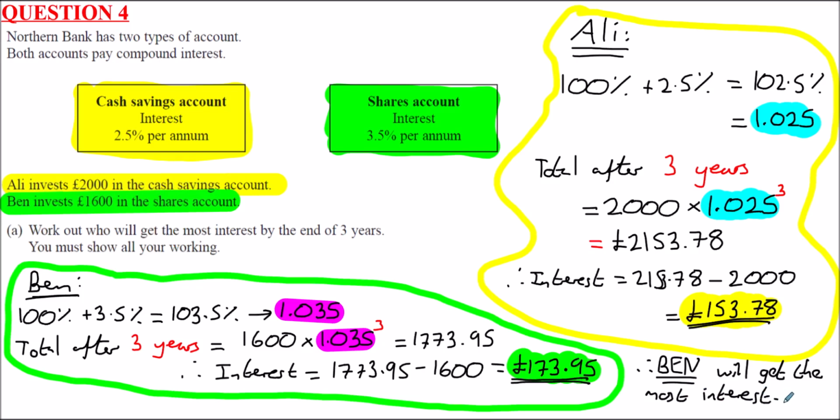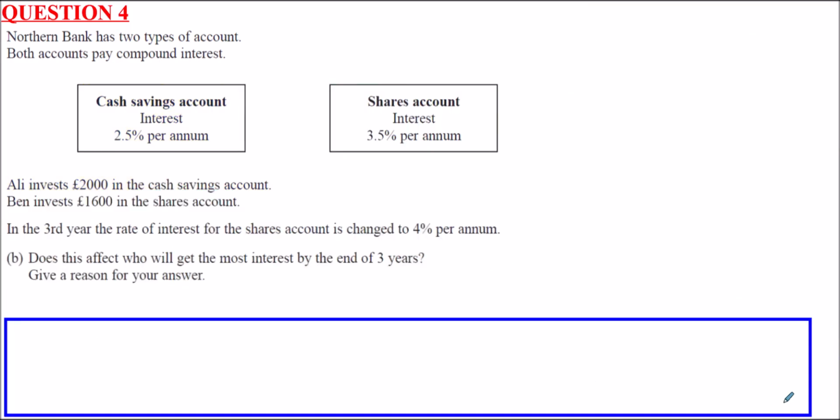So bearing in mind Ben gets the most interest, and Ben is in the shares account, part B should actually be quite straightforward. So let's have a look at part B. In the third year, the interest rate for the shares account is changed to 4%. So for the third year, the shares account, which Ben is in, he gets an even better rate of interest on the last year because it goes up from 3.5 to 4%. So does this affect who will get the most interest by the end of the 3 years?